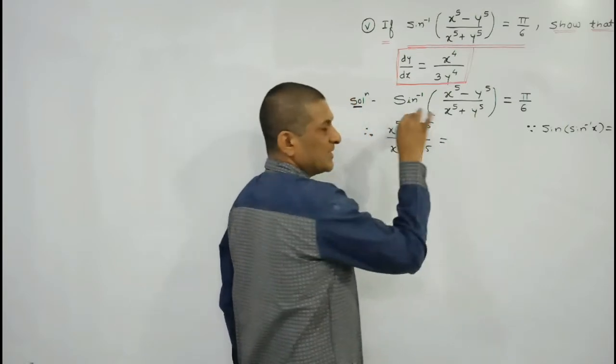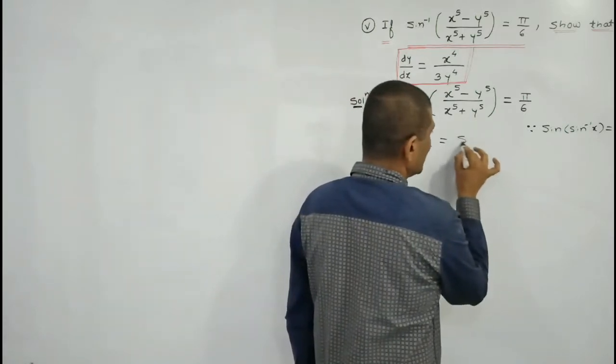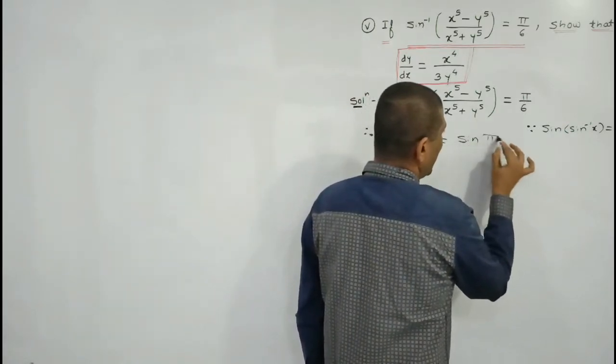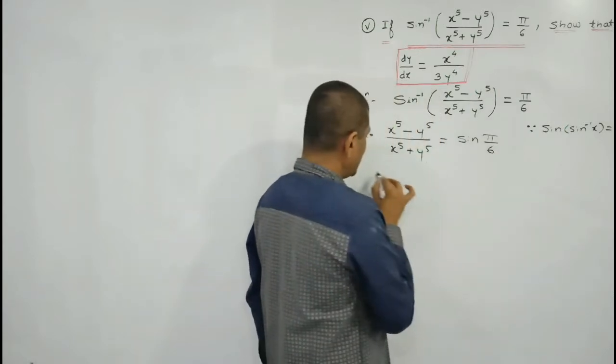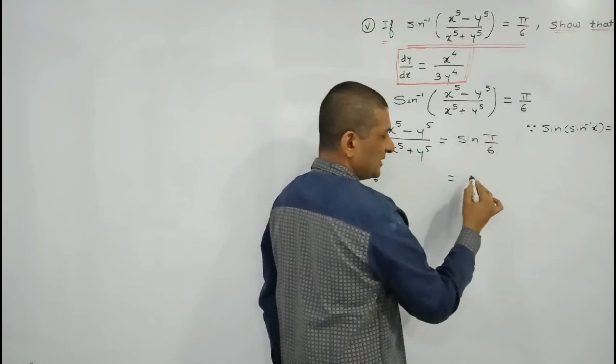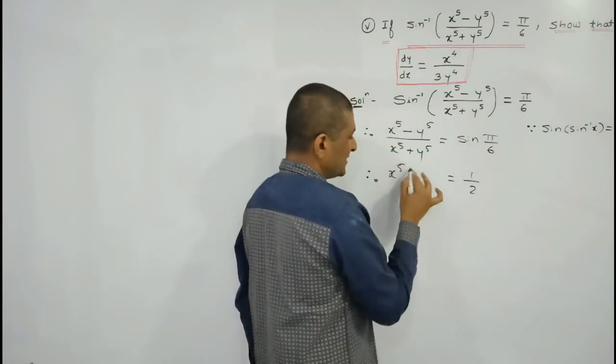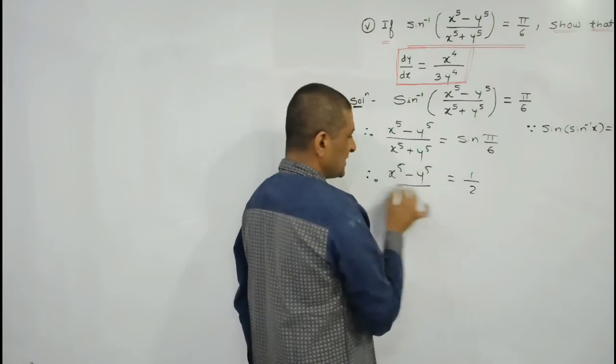And since we have taken sine on the left hand side, we are taking sine on the right hand side also. So sine pi by 6. But we know the value of sine pi by 6. What is sine pi by 6? Means sine 30 will be equal to 1 by 2. On the left hand side, keep these terms as it is.